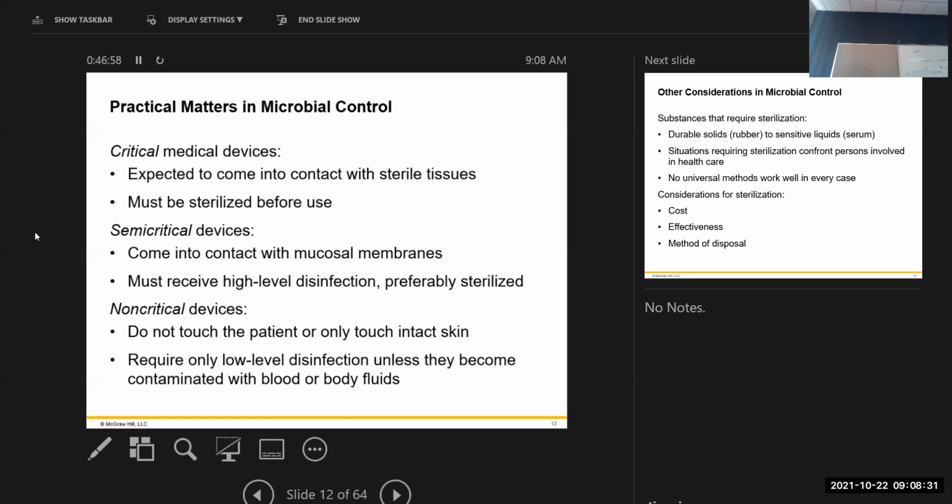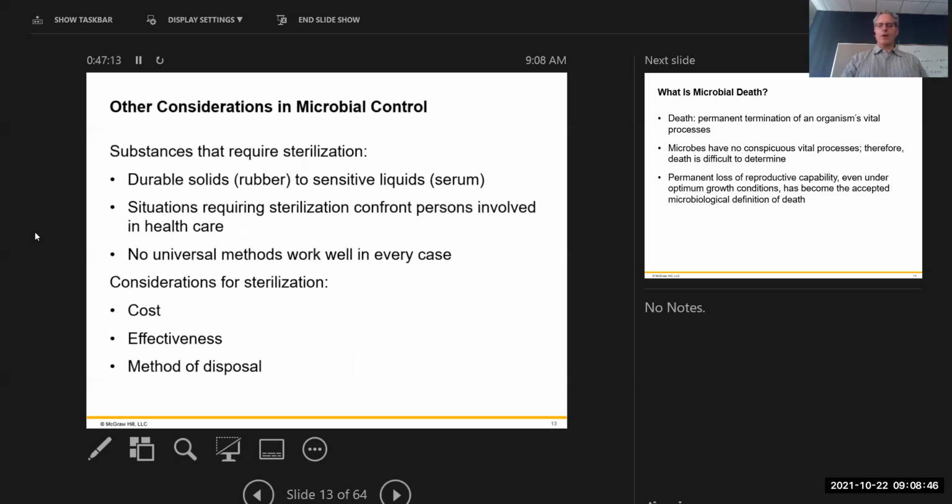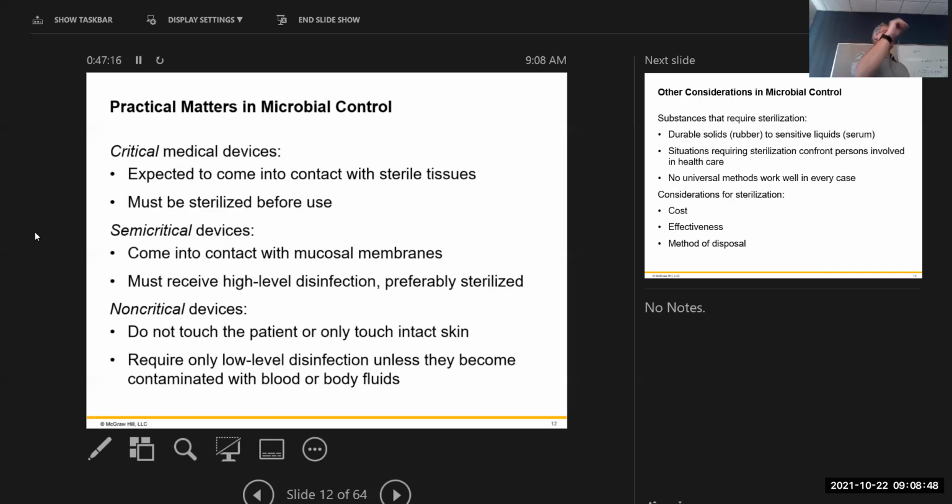Non-critical devices only make contact with the skin. They require low-level disinfection unless they've been contaminated by body fluids. A good example of this would be EKG electrodes. Do you reuse EKG electrodes? Nope, they're made disposable for a reason. You pitch them. And those electrodes are usually sterilized with gamma radiation. They're usually sterile, but they don't need to be.